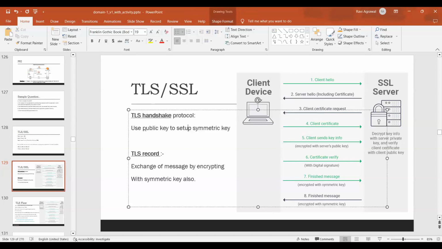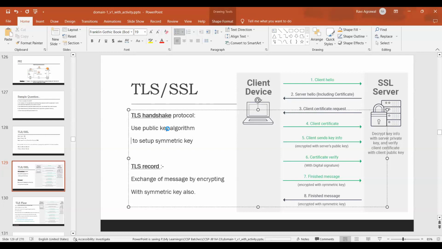So the TLS handshake uses public key algorithms to set up symmetric keys. So there are two steps. Even the CCSP exam asks in which step the key setup happens. It is the handshake step where the key setup happens, and which type of key setup? It is symmetric key setup. Then with the use of the symmetric key, the data can be exchanged, and that is known as the TLS record step. So hope these two steps are clear.